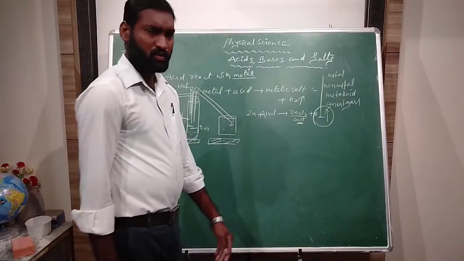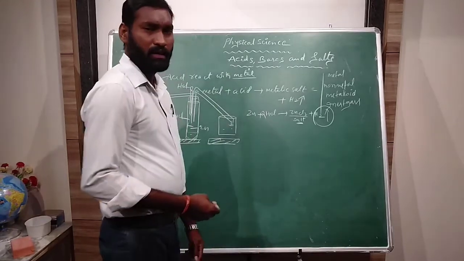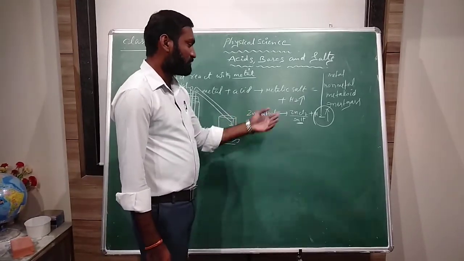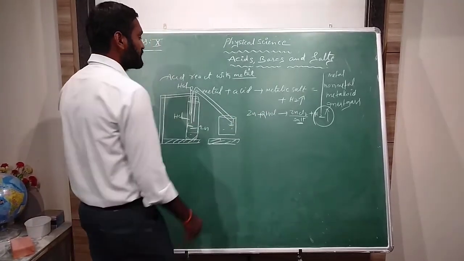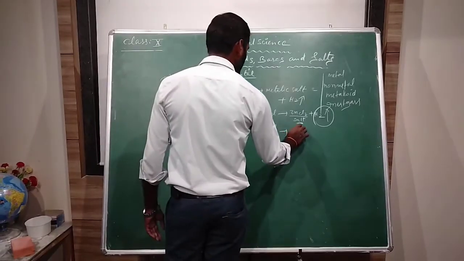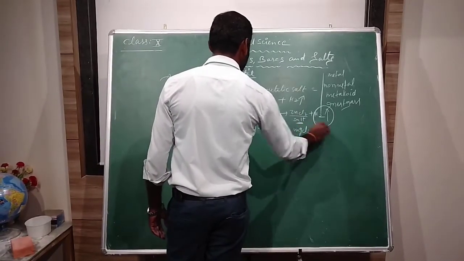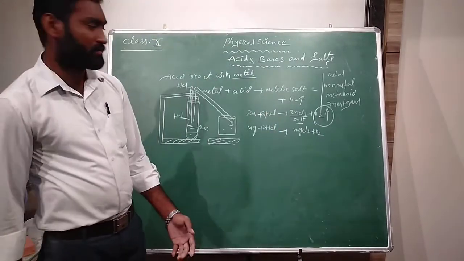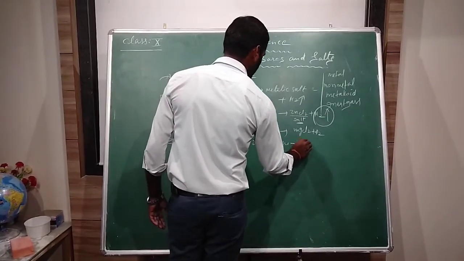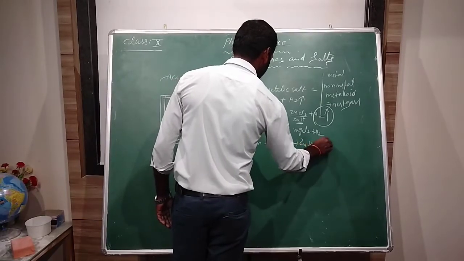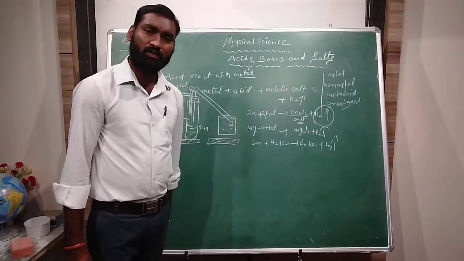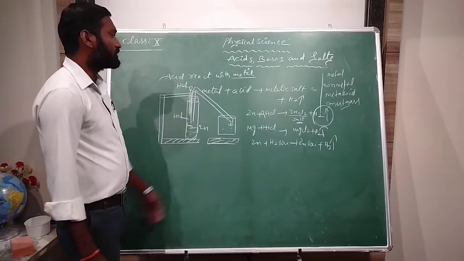Any metal we consider, sodium, calcium, magnesium, iron, whatever metal reacts with the acid, forms a salt. Mg, magnesium, reacts with HCl to give MgCl2, magnesium chloride, plus H2. Sulfuric acid also we can take: Zn plus H2SO4 gives ZnSO4 plus H2. So any metal which reacts with an acid releases hydrogen gas.